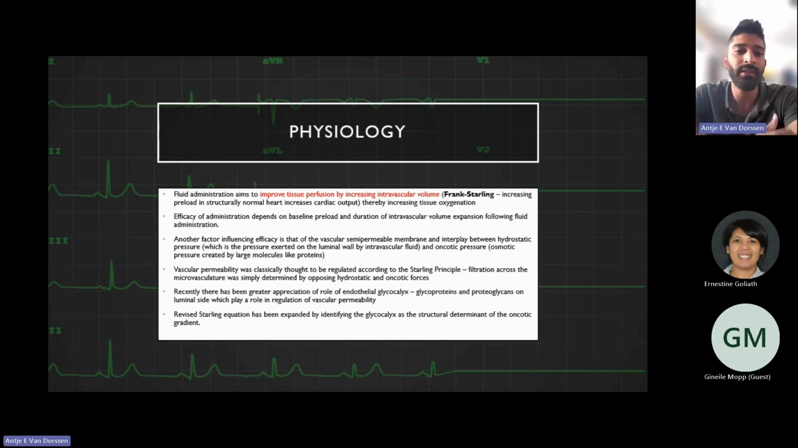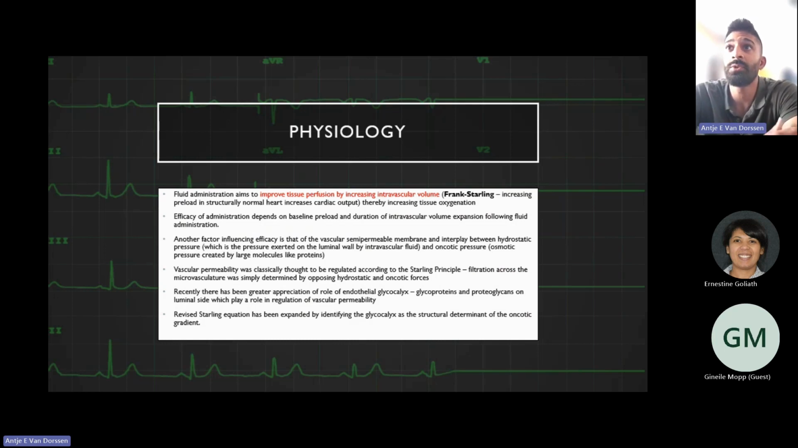Sorry, so I was saying, the aim of fluid administration is to try and improve tissue perfusion by increasing the intravascular volume. If you think back to the Frank-Starling principle from long ago, it basically says that increasing the preload in a structurally normal heart increases, or should increase, your cardiac output, thereby increasing tissue oxygenation. However, the efficacy of administration depends on the baseline preload, as well as the duration of intravascular volume expansion following the fluid administration.